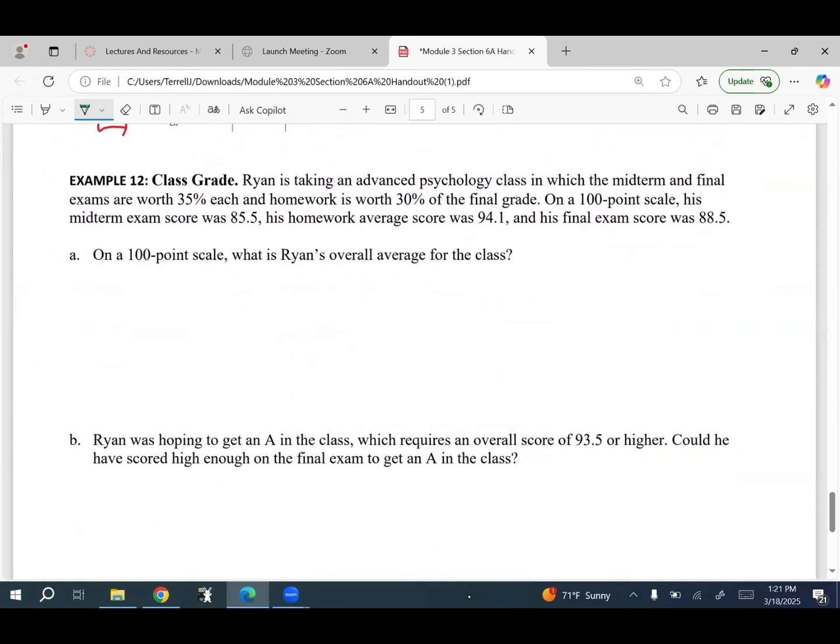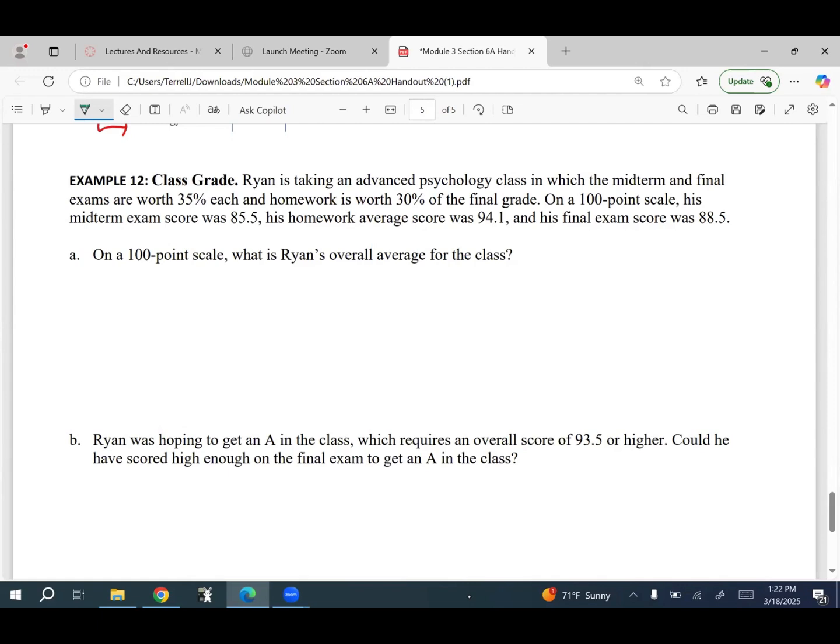Ryan is taking an advanced psychology class in which the midterm and final exams are worth 35% each, and the homework is worth 30% of the final grade. On a 100-point scale, his midterm exam score was 85.5. His homework average score was 94.1, and his final exam score was 88.5. On a 100-point scale, what is Ryan's overall average for the class?